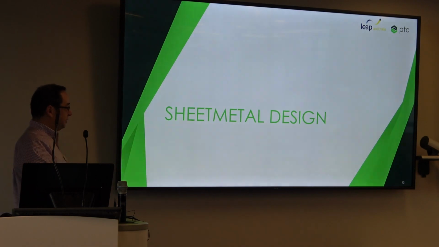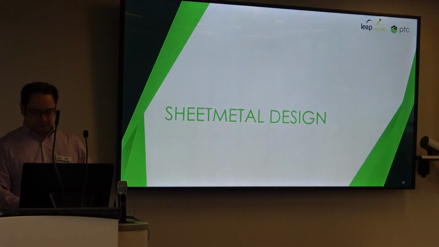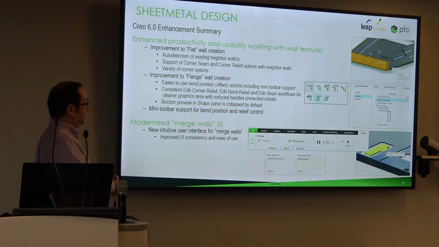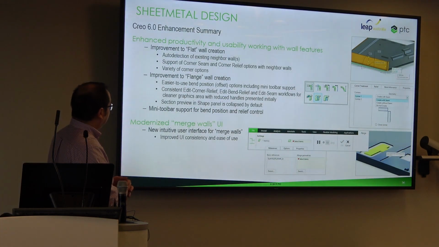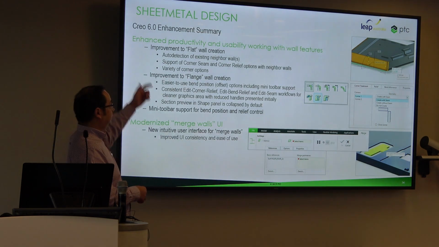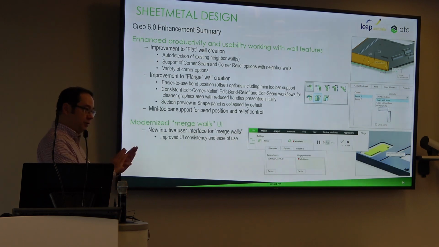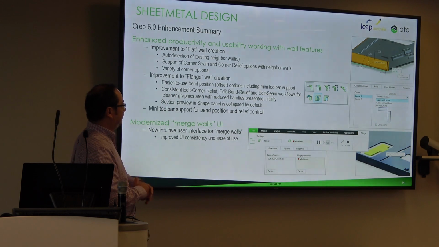On the sheet metal side, again the graphics toolbar, or the feature toolbar, I should say. Some really nice new options with the flat wall tool, which I'll do in the demonstration. This new option of a corner seam to help you deal with your neighbouring walls. And also dealing with flange walls and some of the options for that, basically cleaning up things on the screen while you're working with that.